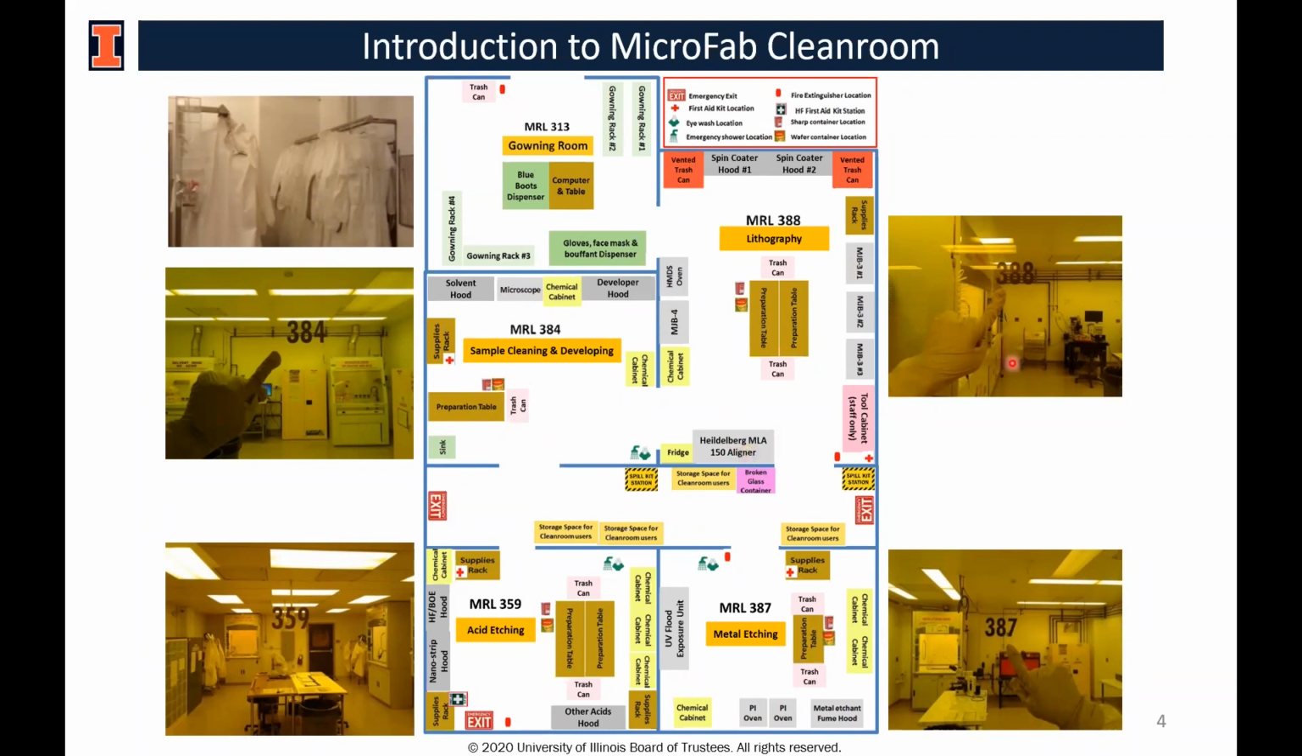And you must have noticed that 388, 384, 359, and 387 all look yellow, because the chemicals, in most cases the photoresist that we use in the process of photolithography, are sensitive to UV light. So the cleanroom actually filters out all the wavelengths shorter than blue. That's why the whole cleanroom area looks yellow.